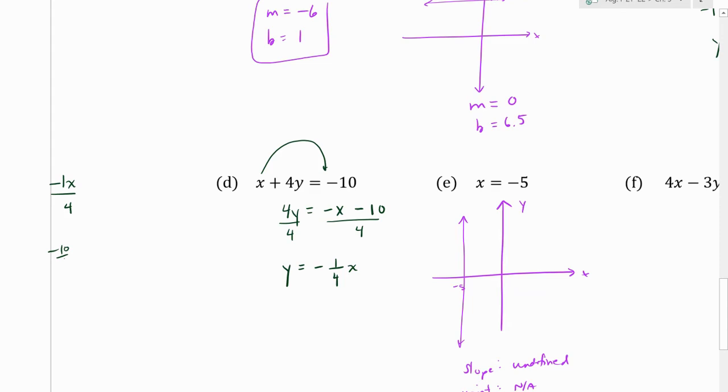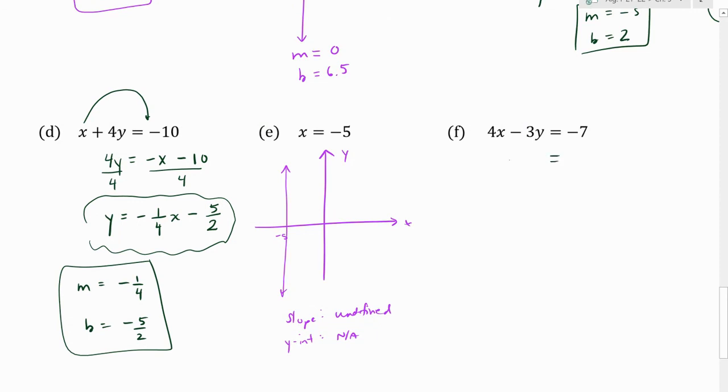And then I've got a negative 10 over 4. Both of those are even. They divide by 2. So it's a negative number. Half a 10, half a 4. So then I've got y equals mx plus b. My slope's negative 1/4. My y-intercept, negative 5/2.